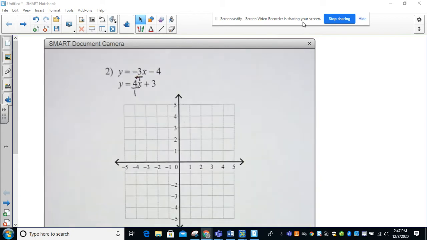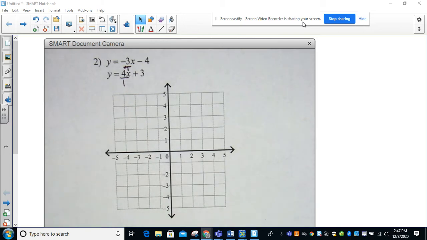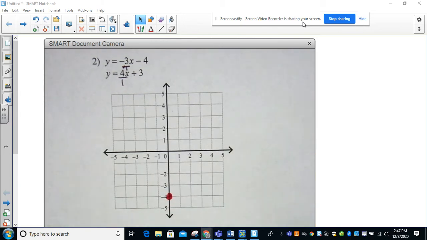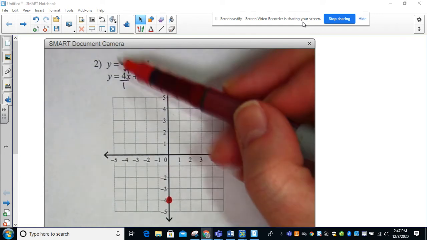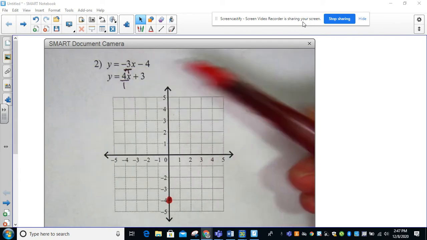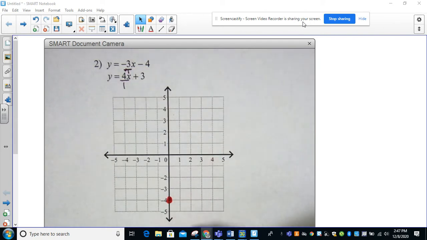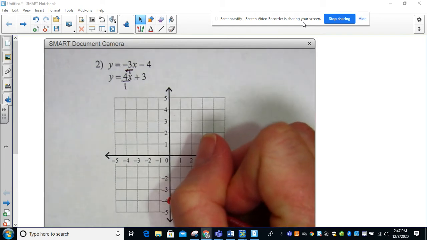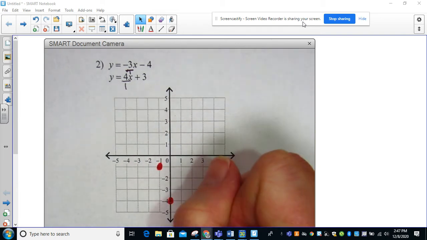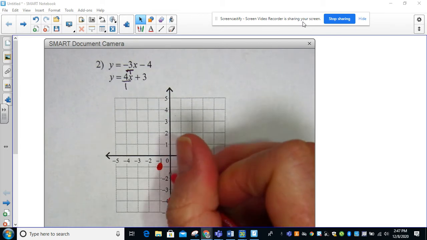Now, I'm going to graph the first line, and the first thing I notice is the y-intercept is at negative 4. So I'm going to put my first point at negative 4. Then my slope, rise over run, is down 3 and right 1. Well, I can't go down 3 and right 1 because I've run out of room. So instead, I can go up 3, 1, 2, 3, and left 1. Instead of down and right, I can go up and left.